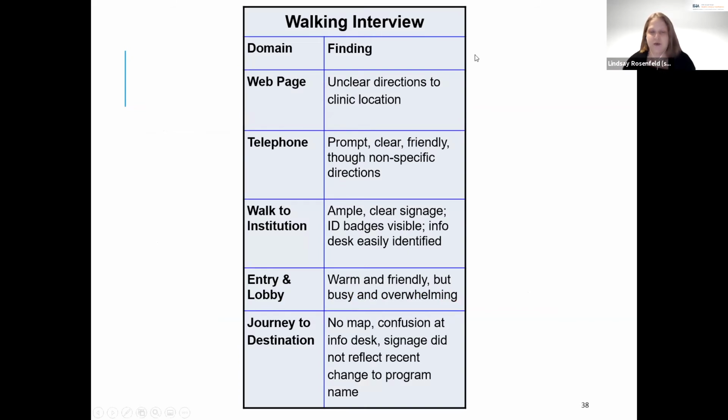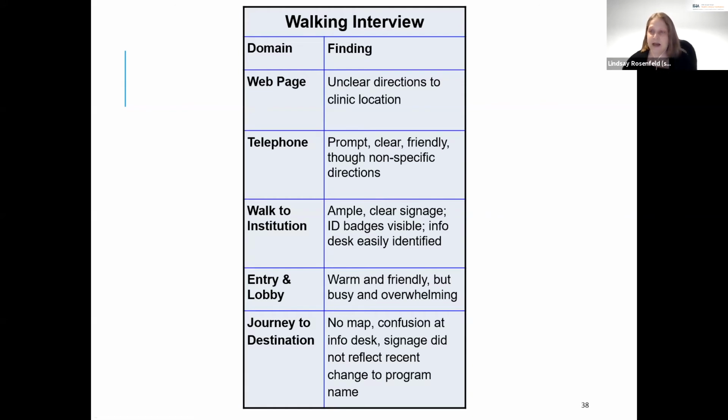So when we did the walking interview, we looked at, as I said, on the left column there, webpage, telephone, the walk to the institution, the experience in the entry and the lobby, and then the journey to the destination. What we found when we looked at the webpage, and for the sake of time, these are very high level themes, but be that as it may, we found that the directions on the website to the clinic location were quite unclear. It's very hard from the directions provided on the webpage to know how to get to the clinic itself. Our telephone experience was a prompt system that was clear and friendly, though there were non-specific directions provided when you move through the prompts to figure out how to get to the clinic. The walk to the institution, we observed that there was ample, clear signage.